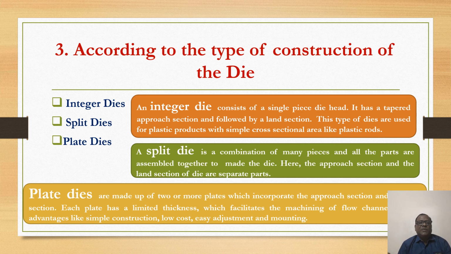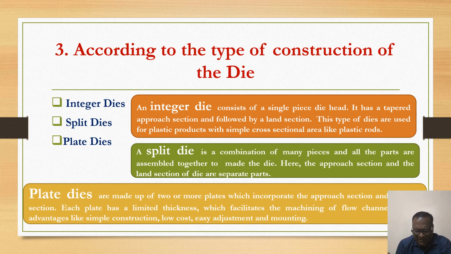The other one is a split die. A split die is a combination of many pieces. It will also consist of metallic parts, but it is not a single piece. For example, the approach section will be separate. Then the land section will be separate. Both you have to bring together. Then on the circumference, you have to create the location to make a nut and bolt type of connection. Then here you need assembly. You need assembly of different parts to make the die.